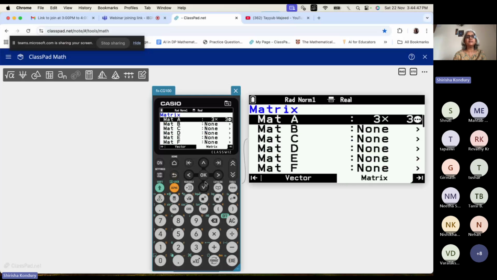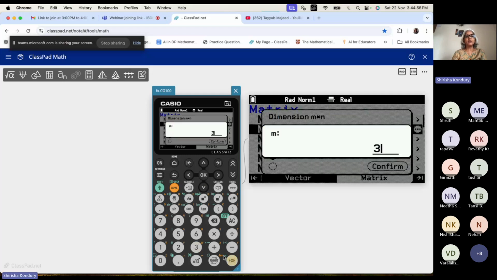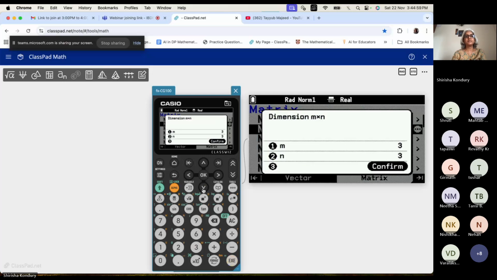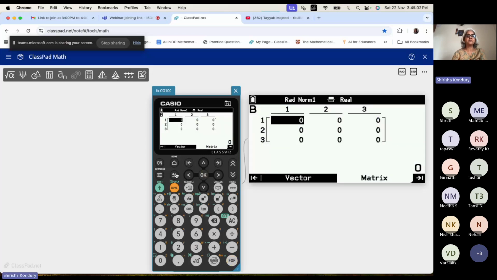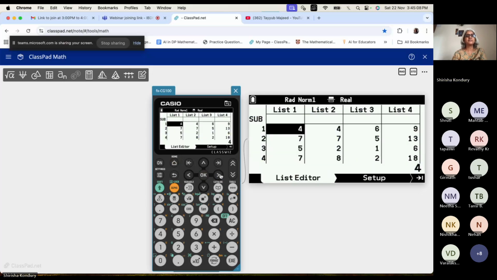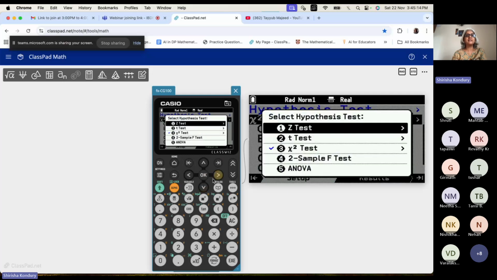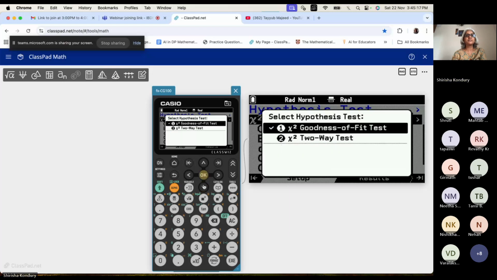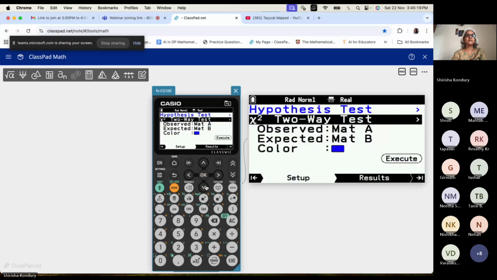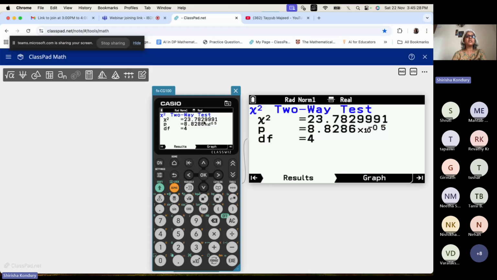And this is my observed. I'm also going to set up one more matrix with the same dimension, which will have my entries for expected calculation. So my matrix B is that matrix. Now that I have set this up, I will go back to statistics, look at hypothesis test. And this time I want to do a chi-square two-way test. So my observed is in matrix A, expected is in matrix B, correct? And then I execute.